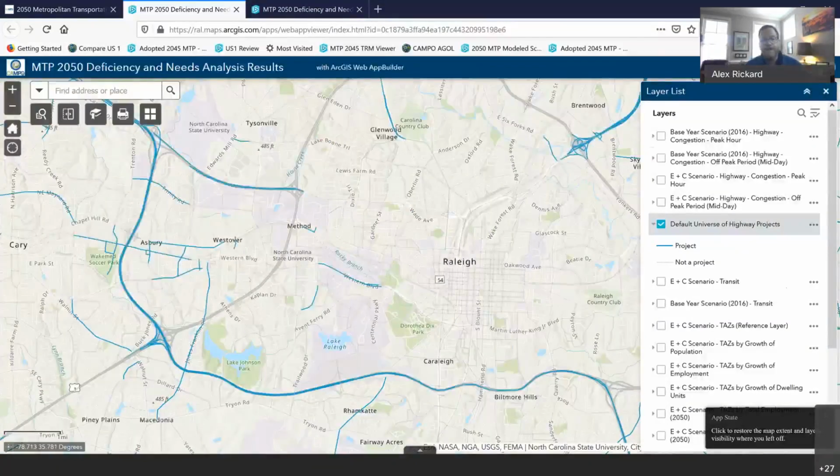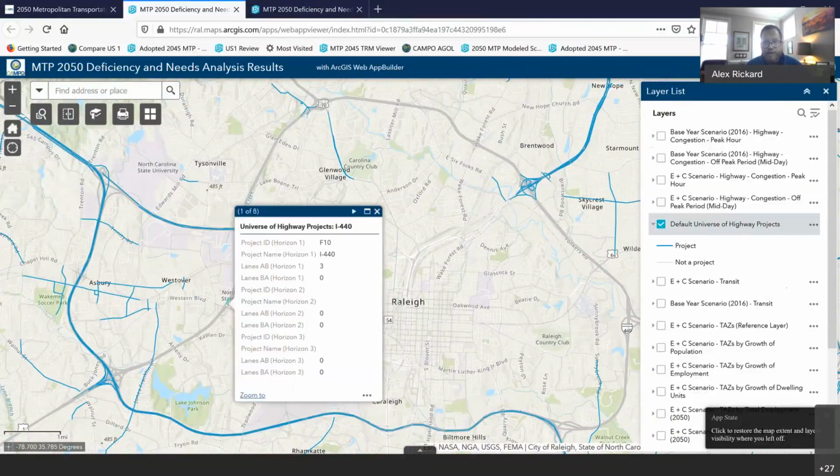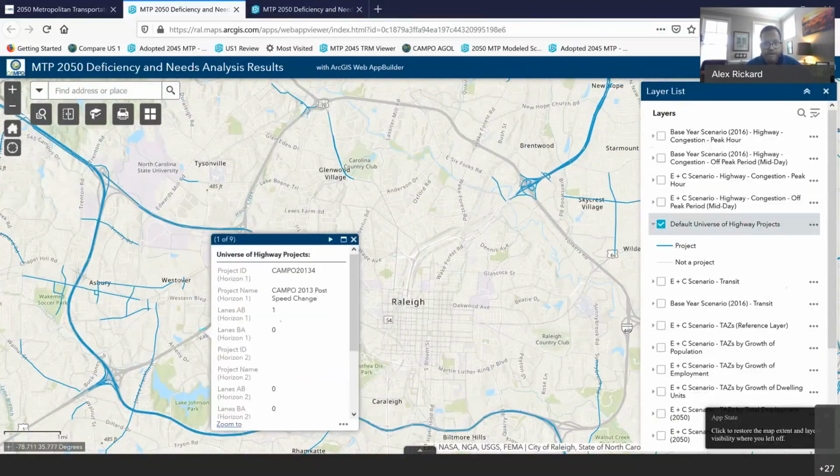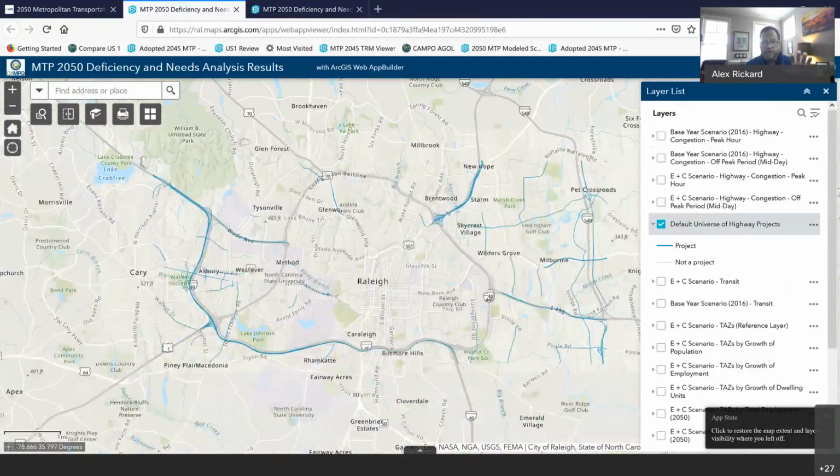Talking about E plus C and some of those committed projects, you see I don't have any blue lines here on 440. That project's currently under construction, will be open before 2025. So it's gray. It's considered part of that E plus C network. And you can click on it, get the information if you want to, and see that it's six lanes in each, well, not each direction, but six lanes total. So those are your projects.